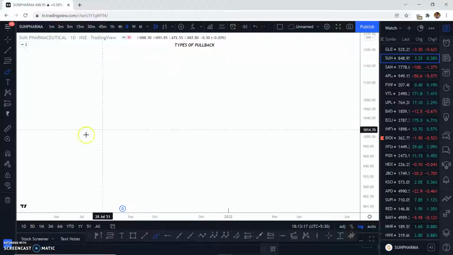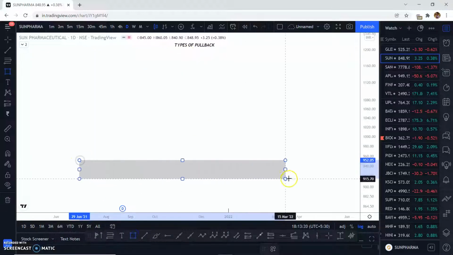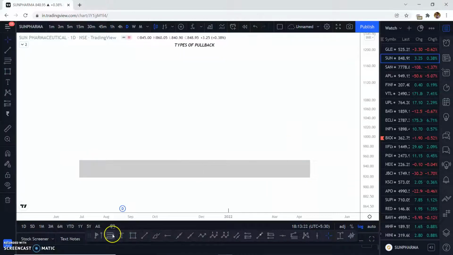All right, so types of pullback. Let's say this is my order block area or this is my demand zone. It doesn't matter, whatever it is. So whenever the price comes here, I need to understand if it can go in my direction or not.